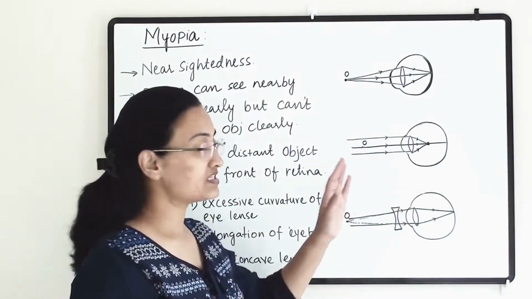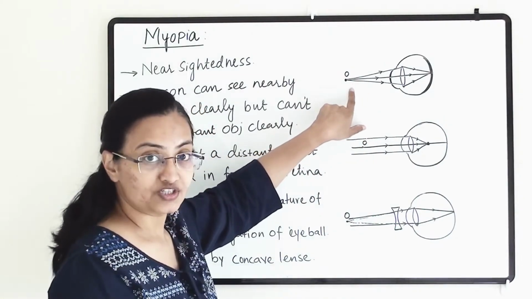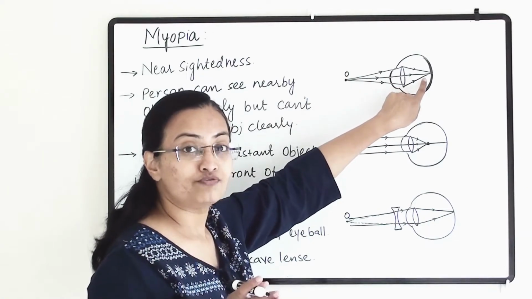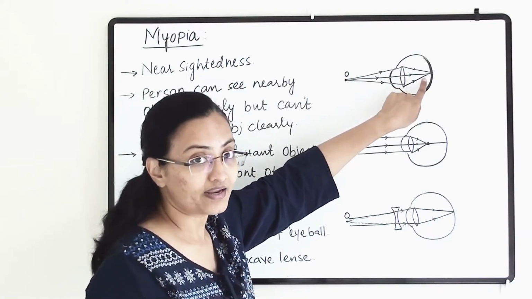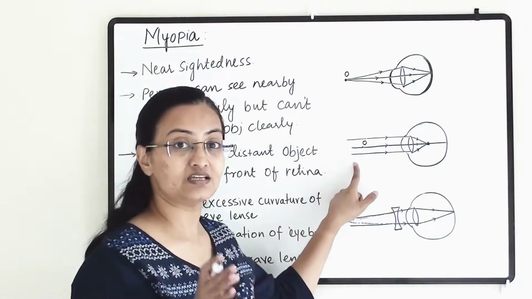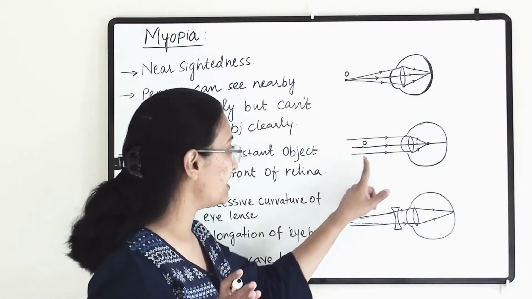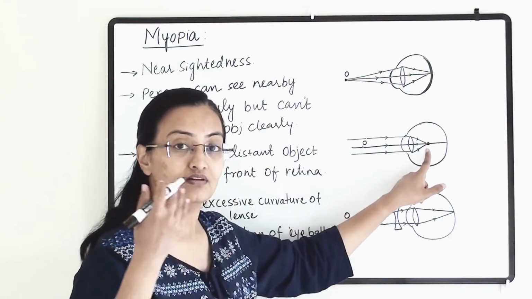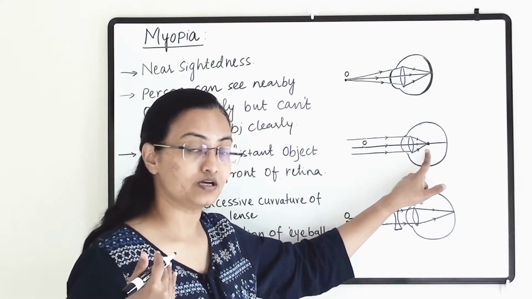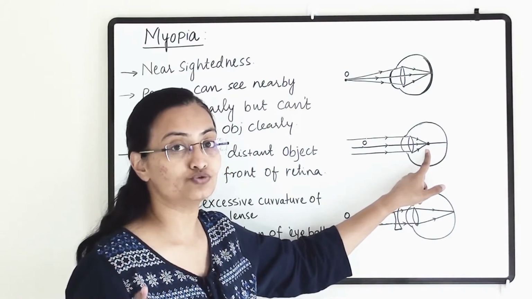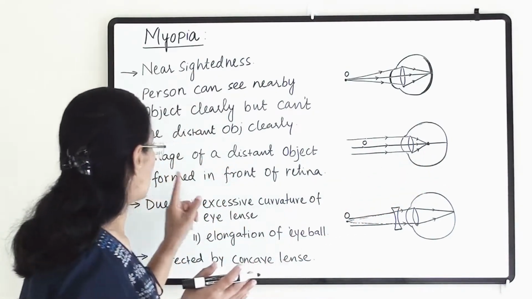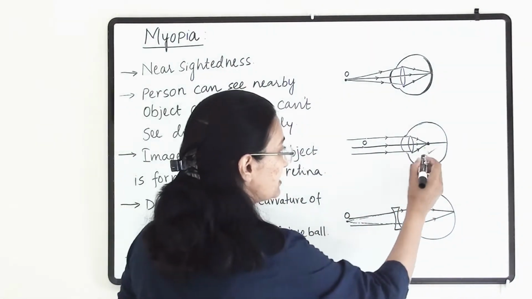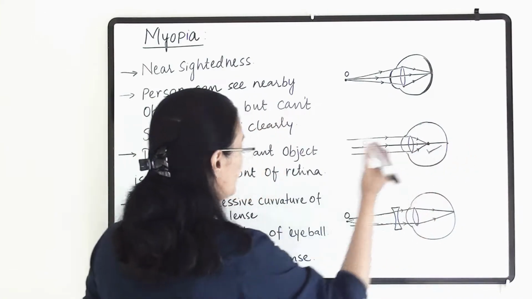When a person is seeing an object which is lying nearby, at that time that image will form at the retina with the correct focal length. But when the person is seeing an object which is lying far, at that time that image will not form at the retina, but it will form in front of the retina. So that's why that person will not be able to see things clearly. So the image of a distant object is formed in front of the retina like this. Here it is forming and not at the retina.